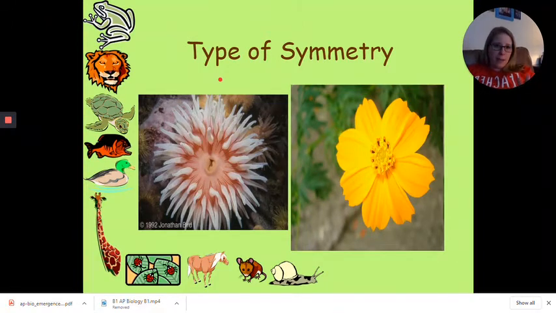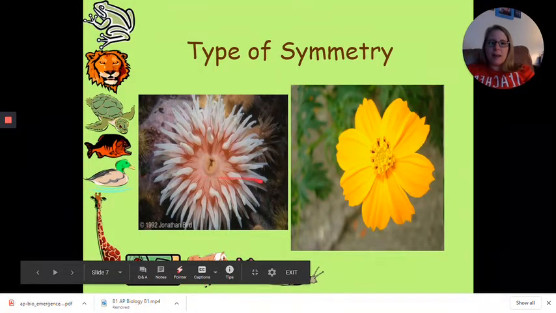So here is some type. Take a second. You have radial, bilateral, and asymmetrical. What kind do you think these are exhibiting? If you said radial, you are correct. In the case of the sea anemone, I could cut here and here and here and here and get identical halves. In the case of the flower, I can cut here and here and here and I can get identical halves, or close to identical. They don't have to be exactly perfect, but pretty darn close.